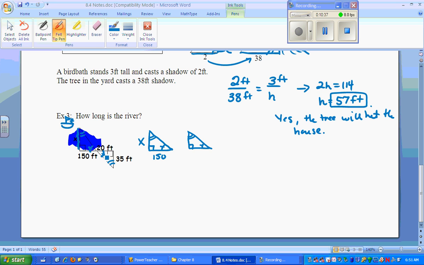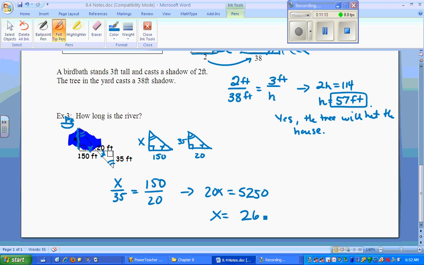Now look at them. Across from this marker is 35, so 35 has to go here. Across from the double marker is 20, and I do not have anything there. Now having these, now it's a beautiful setup, because what do you end with? I have x is to 35 as, back to the triangle, 120, 150, sorry, is to 20. Cross multiply, 20x is equal to 5,250, which we solve. It is approximately 262 and a half feet long.